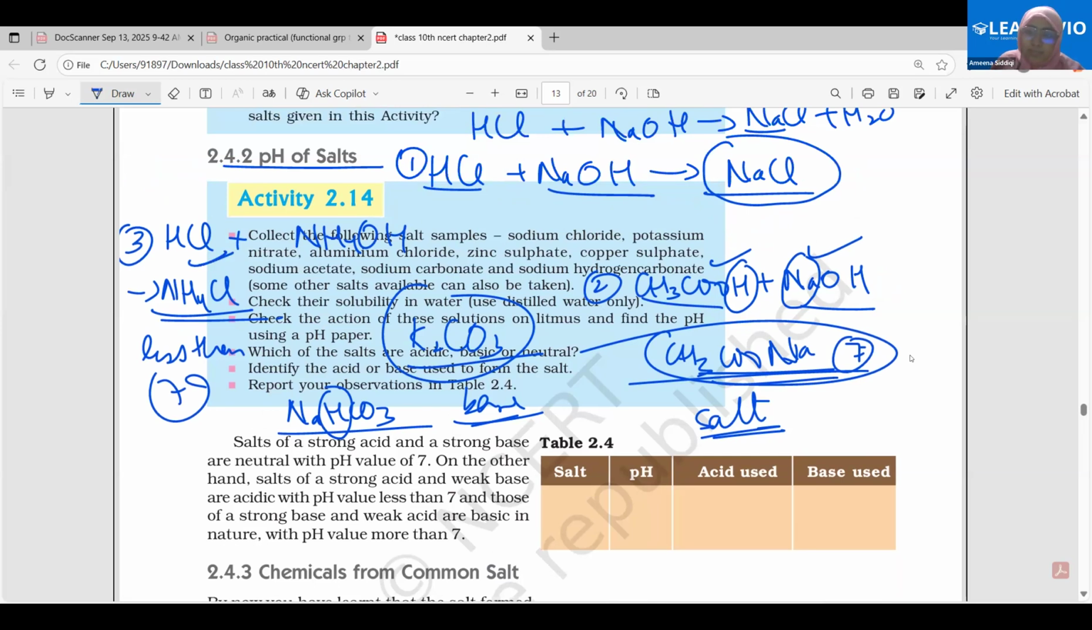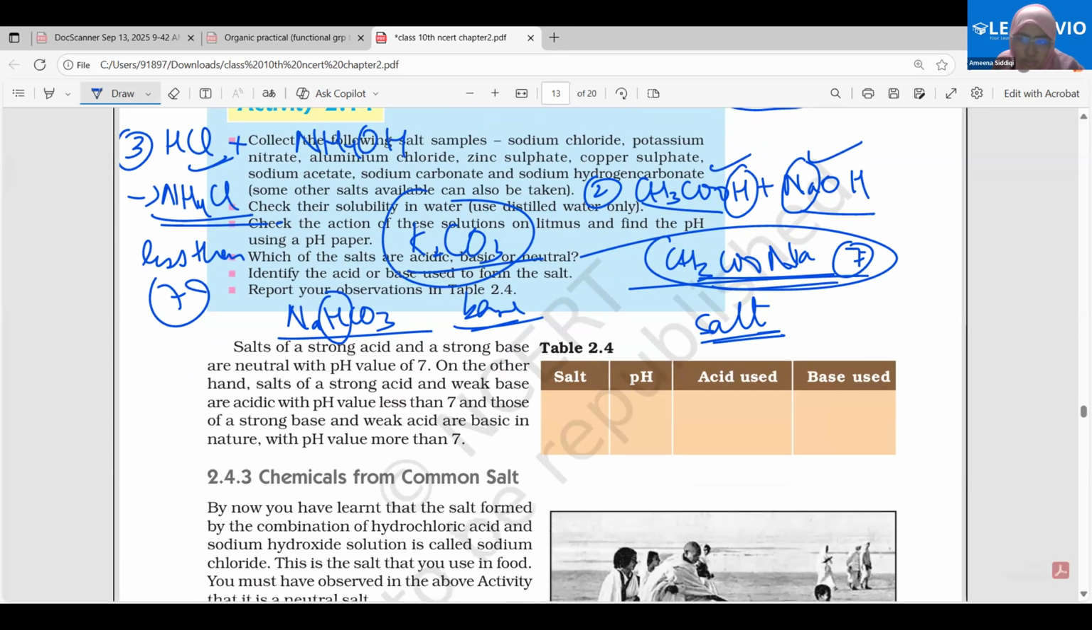Ammonium chloride will change the solution. Mind it, here we are always talking about the solutions. The solution of ammonium chloride will change what litmus to what color? Blue to red. Excellent. Strong acid, weak base. Let me know if there's any confusion here.